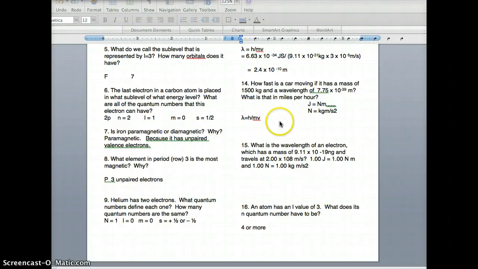This is problem 14. I've written a couple things up here you need to know. A joule is a Newton meter. A Newton is a kilogram meter per second squared. That will help you with figuring out your units.